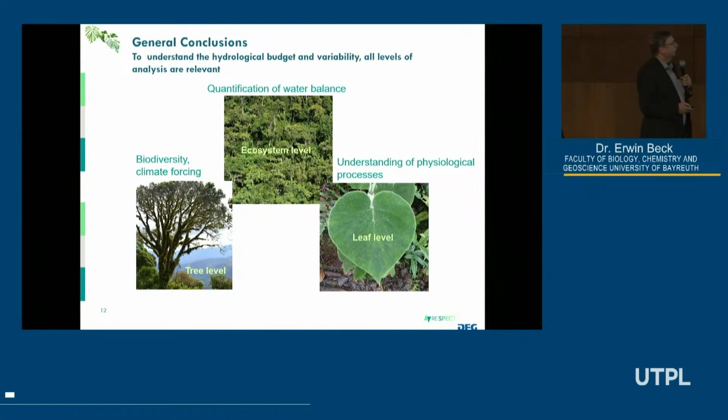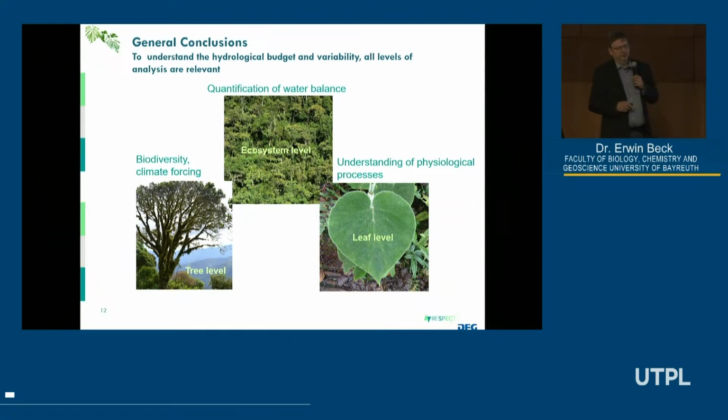I want to draw some general conclusions. I hope I could convince you that it's worth to look at different spatial scales to come to a better or a more complete understanding about the hydrological budget of the landscape. So definitely to quantify it on the landscape level, we need eddy covariance, or let's say we need to quantify the water fluxes on the landscape level to understand the balances of the ecosystem, but it's very worth to look at the individual tree species.